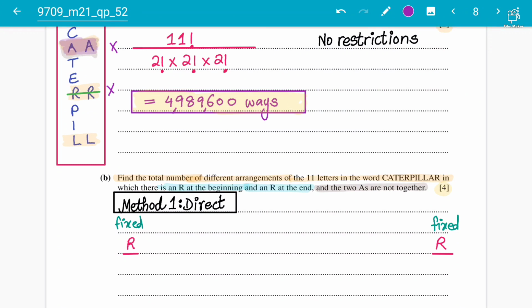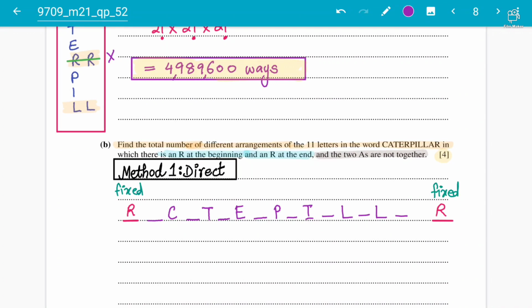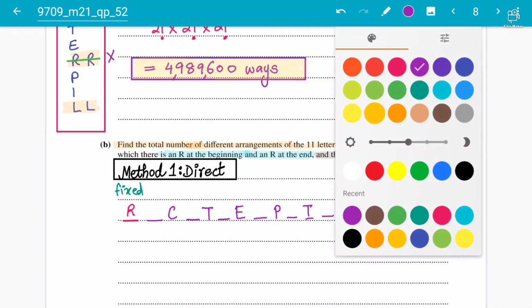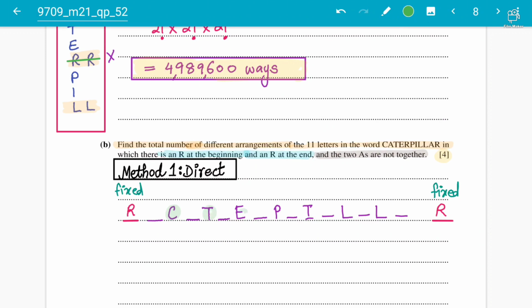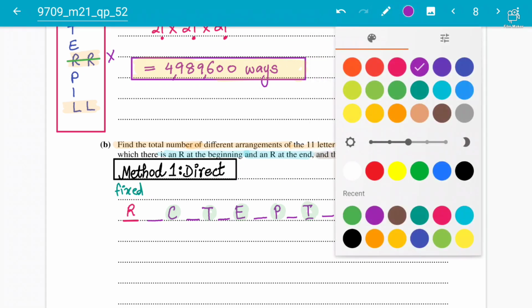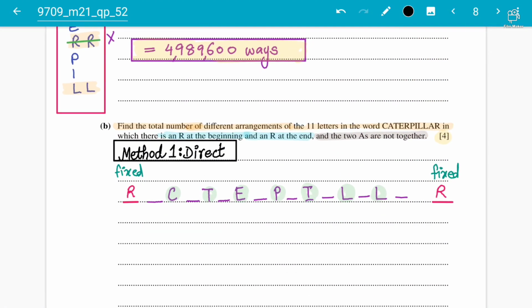You have to leave spaces in between C, T, E, P, I, and then L, and then L. So this is how it is going to happen. Without the A's, which means, follow very carefully, all of these, C, T, E, P, I, L, and L, can change their places in all of the possible ways. They can change their places, and that is why they are counted 1, 2, 3, 4, 5, 6, 7. So we will call them 7 factorial for C, T, E, P, I, L, L, because they can change their place.